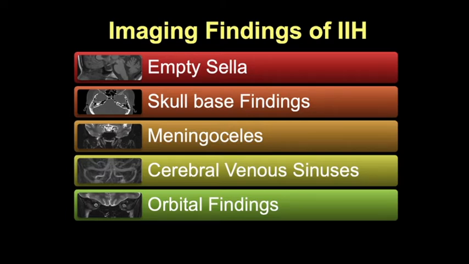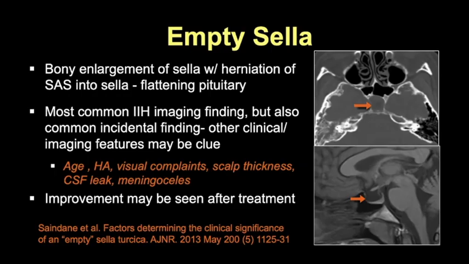So before going into the details of cisternography, I want to briefly review the characteristic imaging features of underlying IIH that we may see and we should report in these spontaneous CSF leak patients. So first is the so-called empty sella, with bony enlargement of the sella and herniation of the subarachnoid space into the sella, flattening the pituitary gland. This is the most common IIH finding, but it can also be seen incidentally, so you need to take into account other clinical and imaging features, particularly the patient's age. Of note, empty sella appearance can improve after treatment.